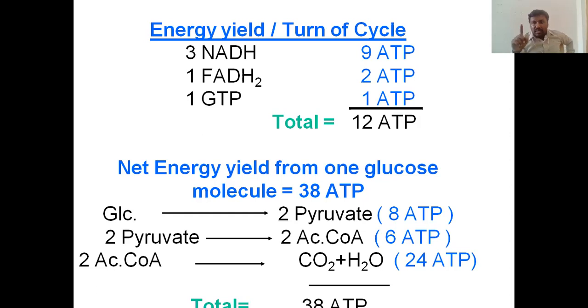So one glucose molecule, after completion of glycolysis and the citric acid cycle, produces how many ATPs? 38 ATPs. This is the energetic yield.